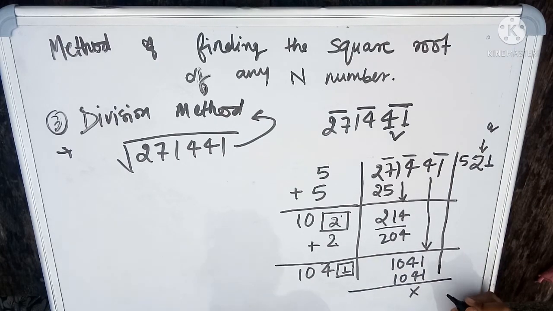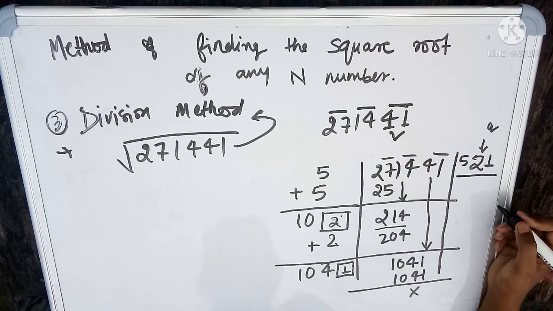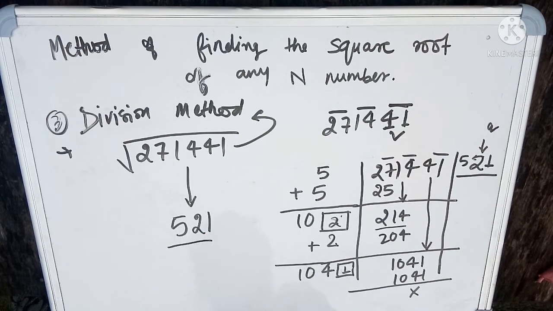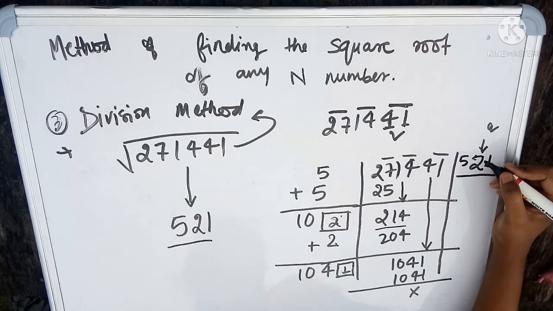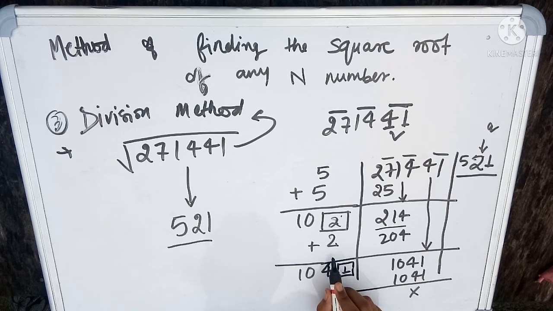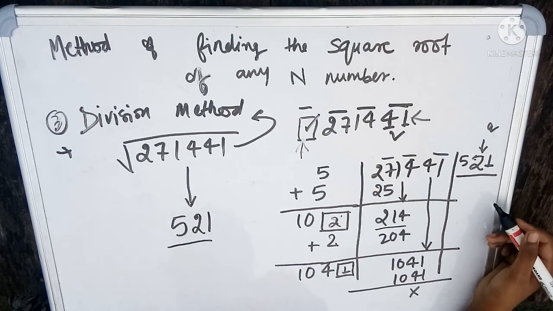And so we have reached the zero remainder, and thus the division stops. So whatever number is in the quotient will be the square root of this number. So here we have 521 as the square root of 271441. The thing we need to remember here is that whatever we write in the quotient, we have to add the same number to the divisor here and then get the next number. So this is the division method, and using this method we can find the square root of any number, whether it is a perfect square or not.